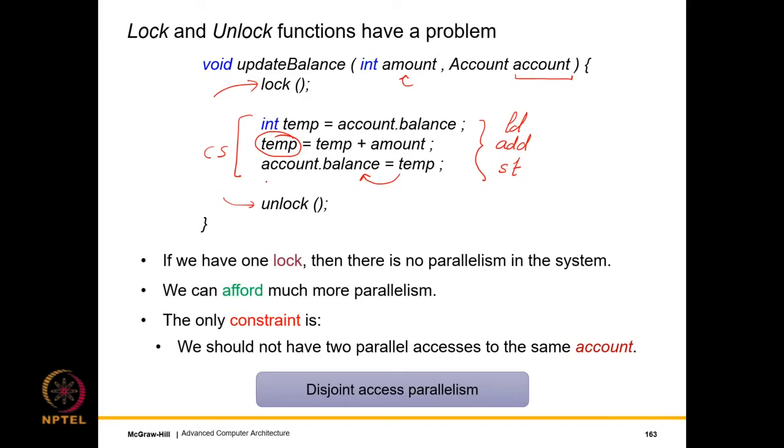say that this is for a huge bank and there are 10,000 customers. Then they cannot operate their accounts in parallel, even though their accounts may not have any dependencies between them. But still, the accounts cannot be updated in parallel, and that is an issue. So we need to have much more parallelism. The only constraint is that we should not have two parallel accesses to the same account.